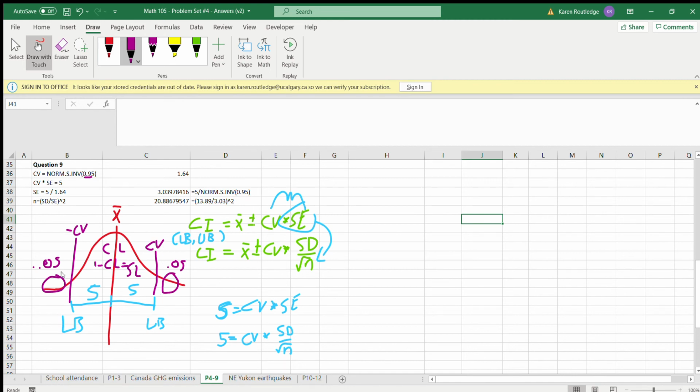I asked Excel to give me the area under the curve from negative infinity up to here, so it would be a number that I could understand readily. It's just the way my brain works. So this area from negative infinity up to here is 0.95, which leaves 0.05 on the other side. And so Excel will tell us that the distance from the mean to that critical value is 1.64 standard errors.